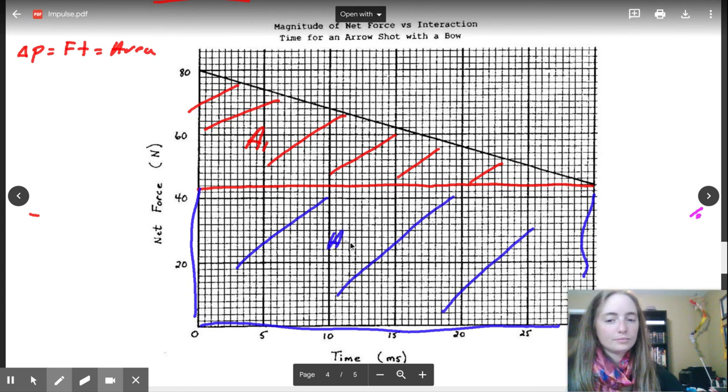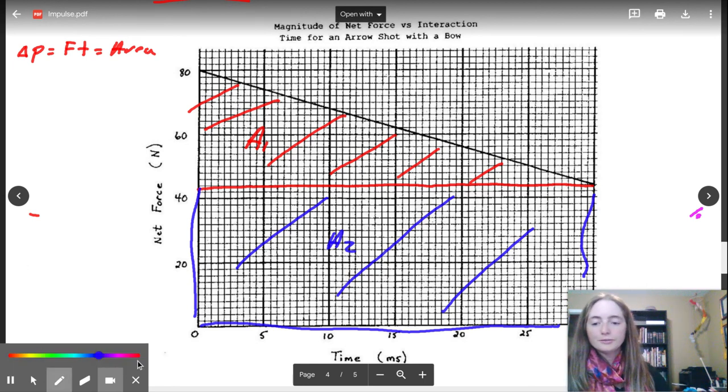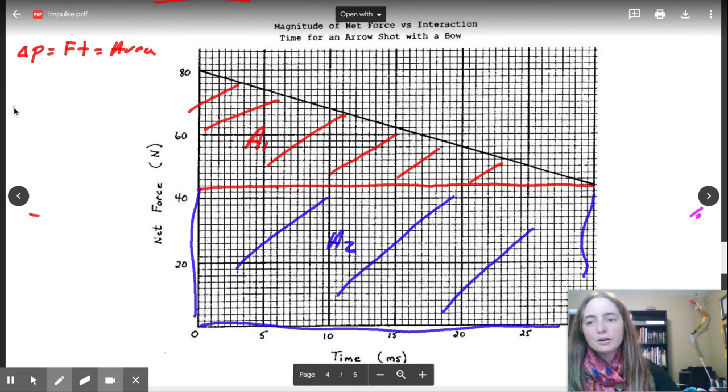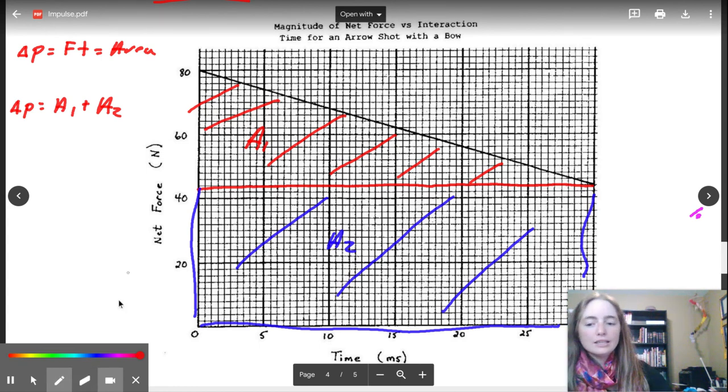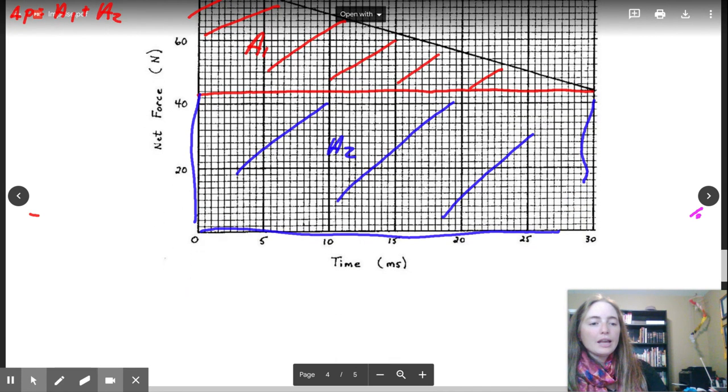Now, remembering from our last year stuff, your impulse is going to equal area 1 plus area 2. So let's talk about area 1. Now, ladies and gentlemen, if you say, oh, well, if that's easy, it's 80 times, I need to scroll down here. There you go. 80 times 30.